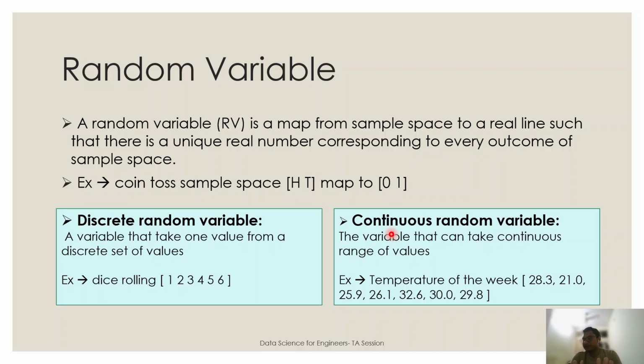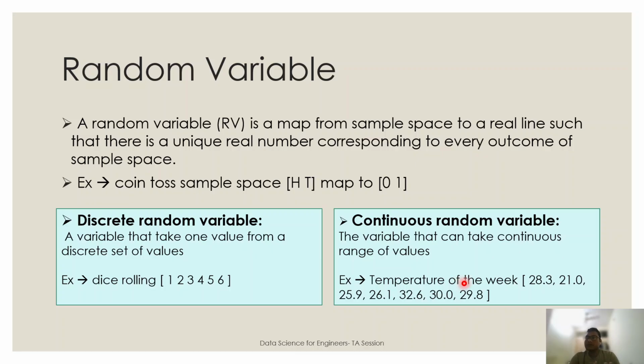Float value means the decimal value. So a discrete random variable is a variable that takes one value from a discrete set of values. For example, a die: 1, 2, 3, 4, 5, 6. Or you can say the rank of a person when you give the JEE engineering exam or NEET exam. What's the rank of the particular person? It will give you one integer value. So that is called a discrete value. Your rank cannot be 1.2 or 1.3. So that's exactly the difference between discrete and continuous.